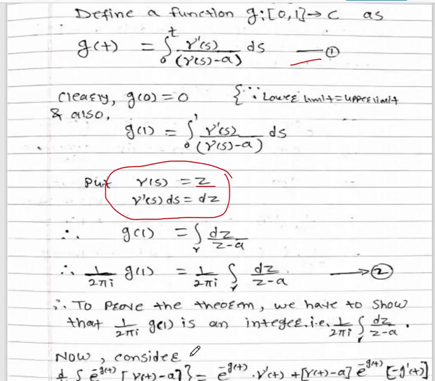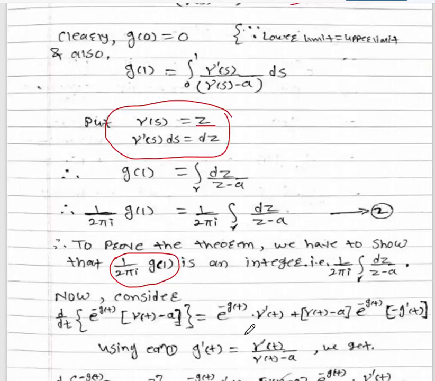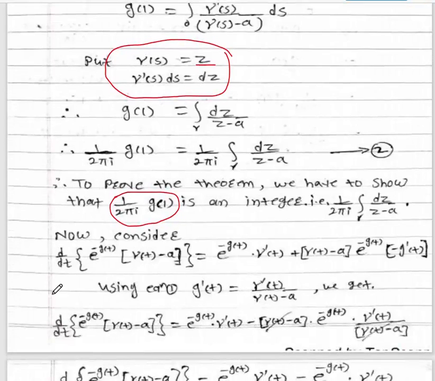Now, to prove this theorem, we have to show that 1 upon 2 pi i times g of 1 is an integer. That means we have to show that 1 upon 2 pi i times the integral over curve gamma of dz upon z minus a is an integer. If we show that the LHS is an integer, then from equation number 2, the RHS is also an integer. So to prove this theorem, let us consider the term derivative with respect to t of e raised to the power minus g of t times gamma of t minus a.